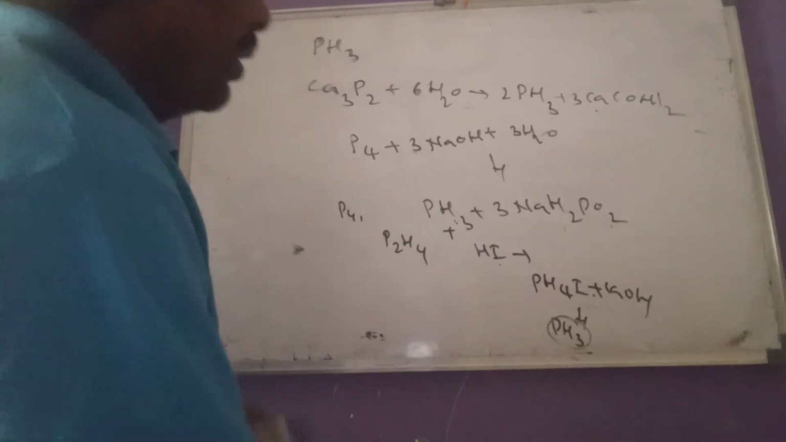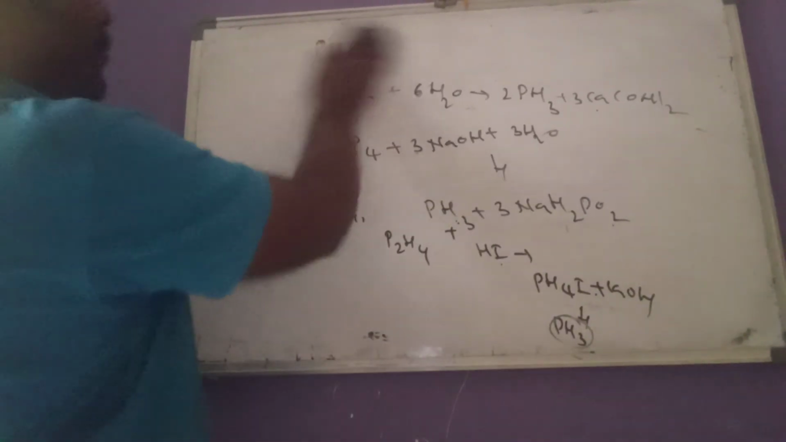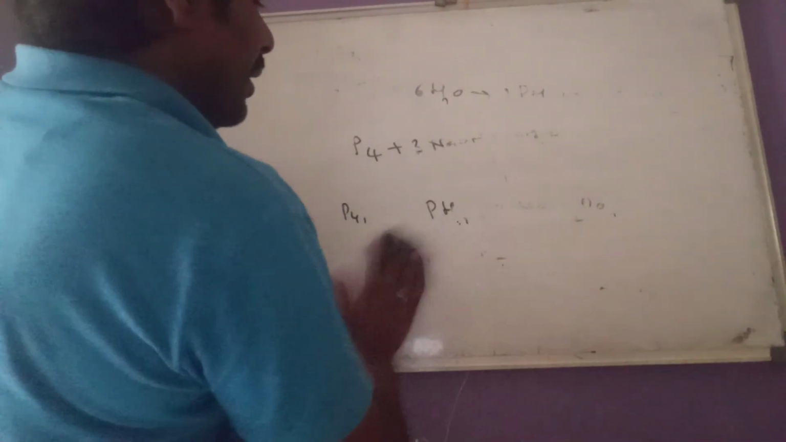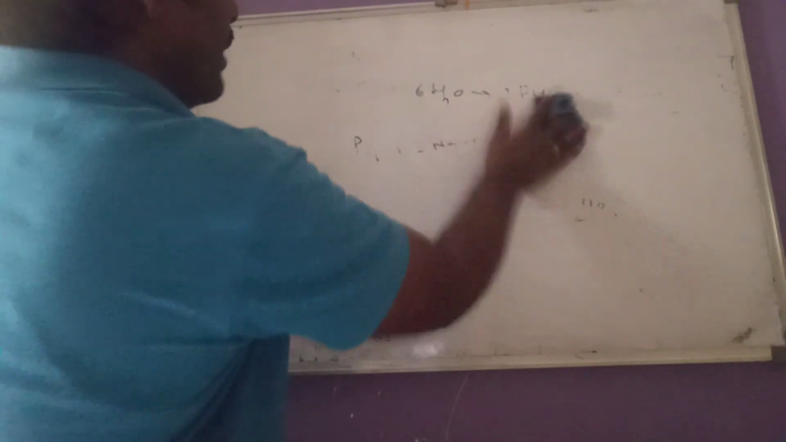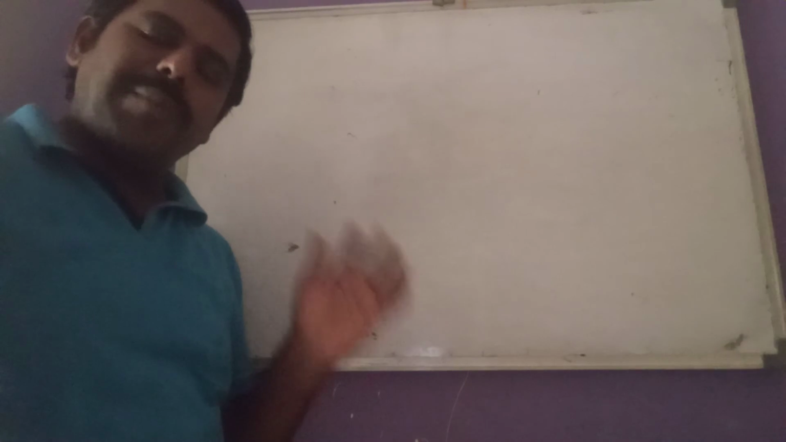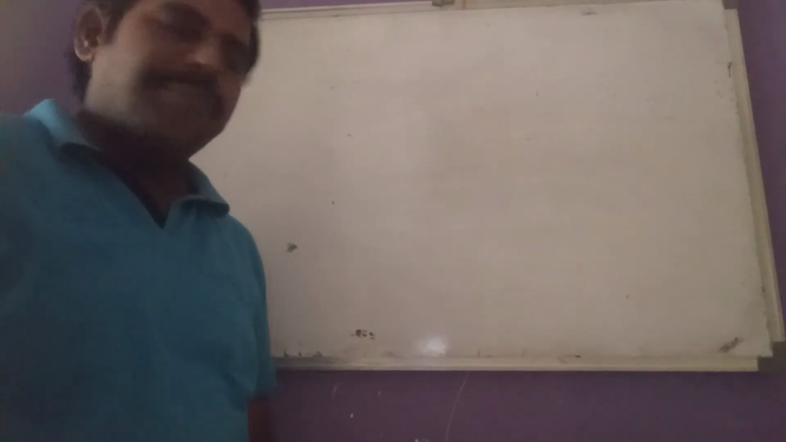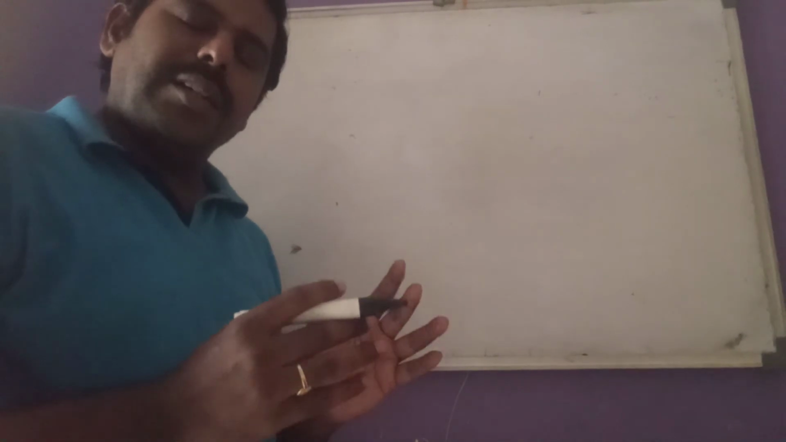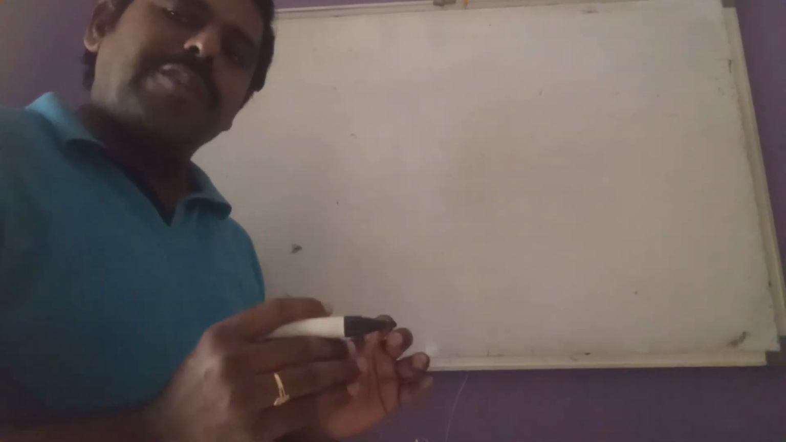Okay, now let us see the properties of phosphine. Phosphine is a colorless gas, and it has a rotten fish smell. Colorless gas, but it has a rotten fish smell. And another thing here, it is less soluble in water, not highly soluble.